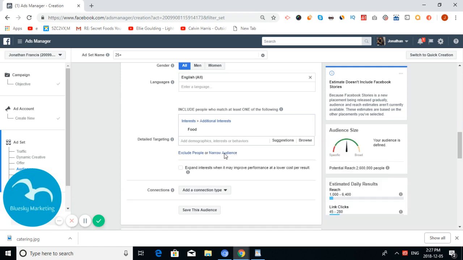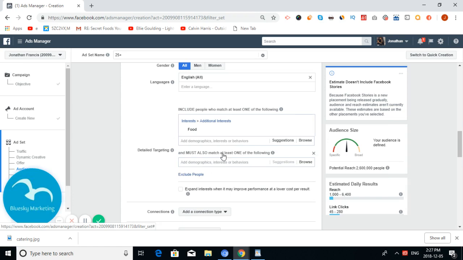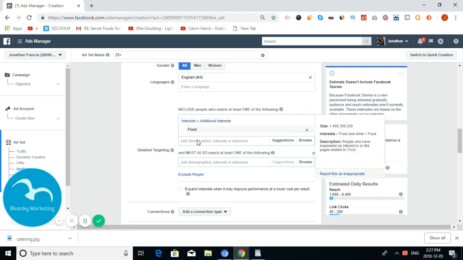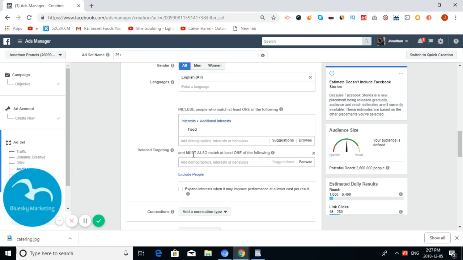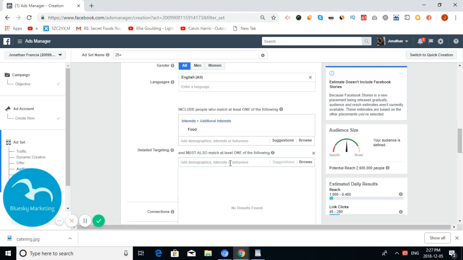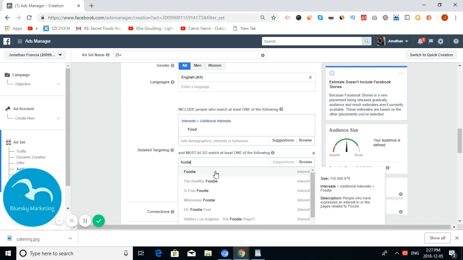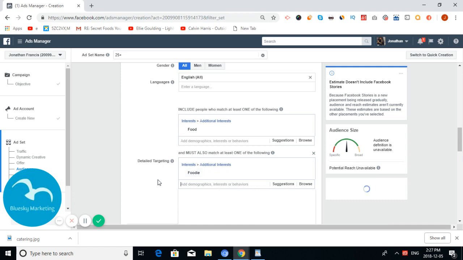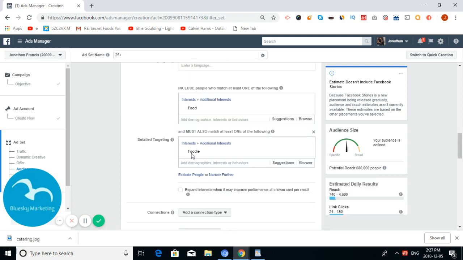And then when you click narrow audience, it says it's going to show people that like food, and it says and must also match at least one of the following. So in this case, we said foodie. So now Facebook is going to show your ad to people who like food, and they have to like foodie. And you could even narrow it further. Click that button there.